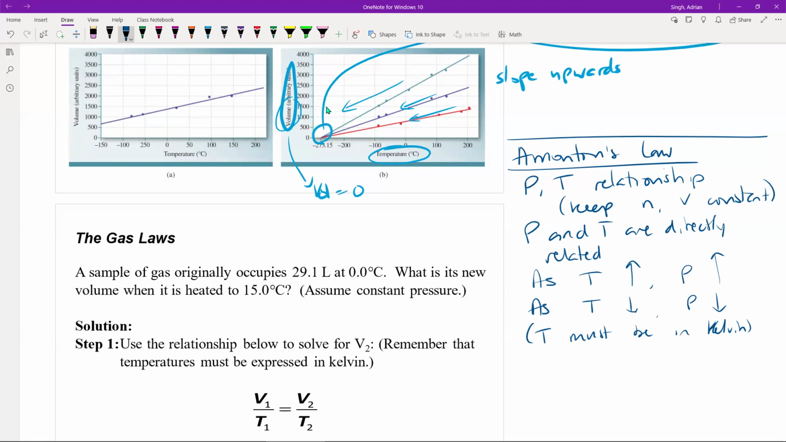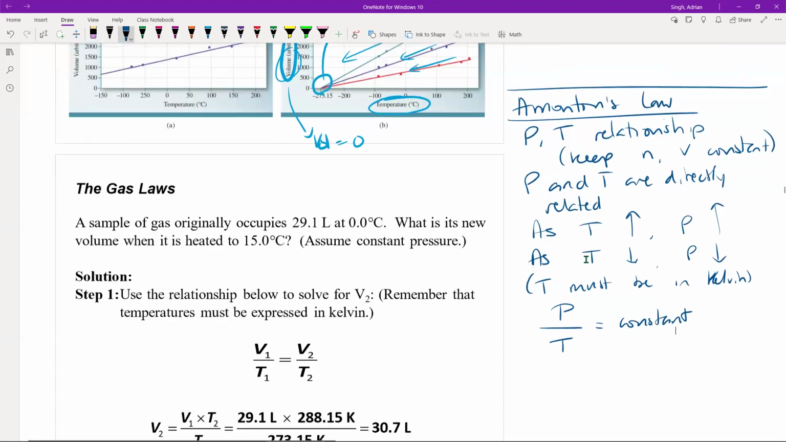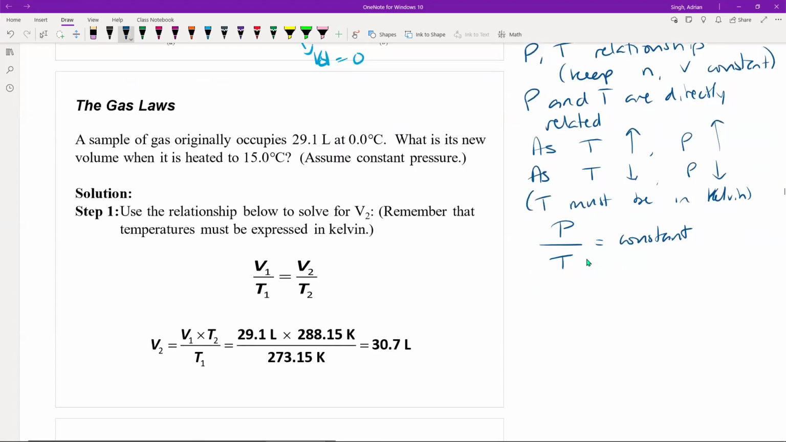And just like the VT relationship, which was also a directly proportional relationship, we can relate P and T in a similar way. We can say the pressure over the temperature is going to be a constant. Okay, and then the way that we make this useful to us is we can relate now initial and final conditions, just like we did previously. We can say P1 over T1 is equal to P2 over T2.